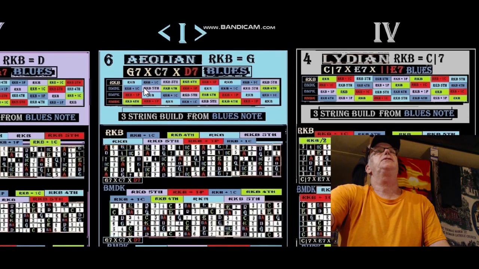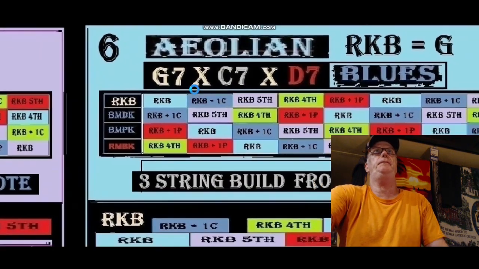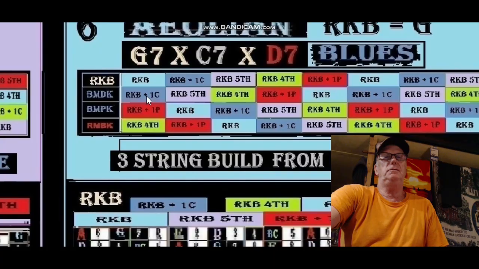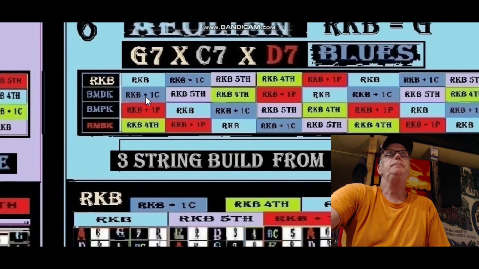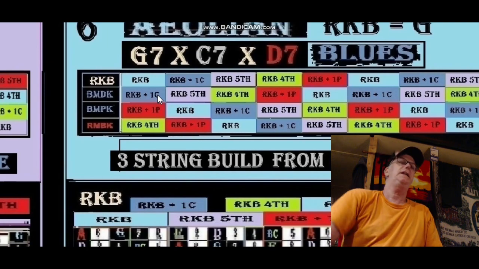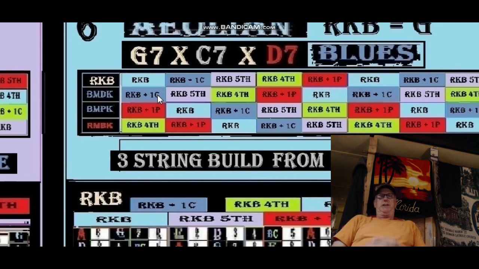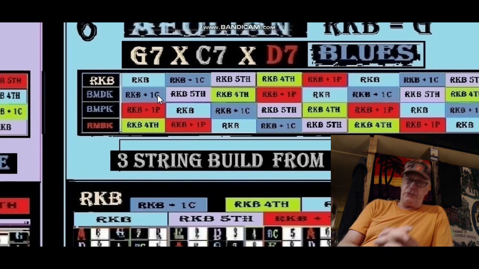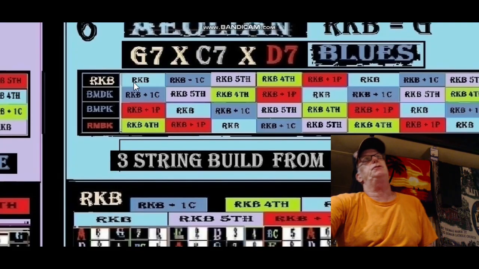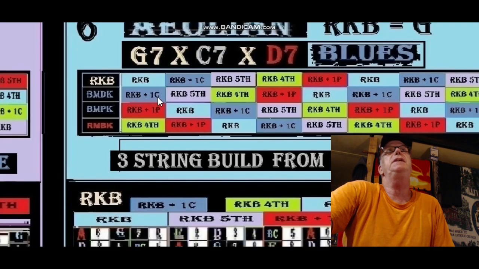Add one cage to that, and we're looking at the blue-gray color, which is the E-shaped color. So I know this is E-shaped just by looking at it, and I know that it's the RKB plus 1C. So if the RKB is the G shape plus one caged, in the word cage, C-A-G-E, G goes to E in cage. So this would be the E shape. That's the E color.